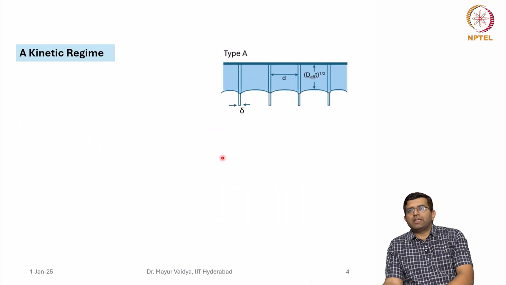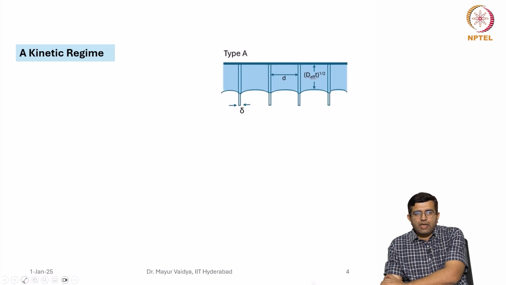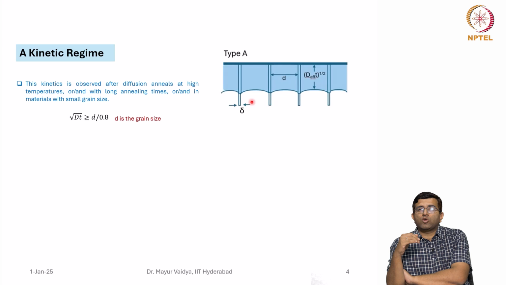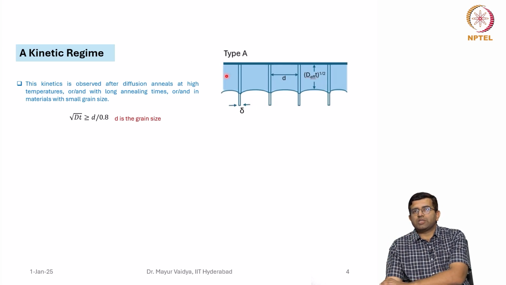So, first of all, let us look at this A kinetic regime. In the A kinetic regime, the diffusion along the lattice and diffusion along the grain boundaries is comparable. Comparable means that the extent to which diffusion has happened in the lattice as well as the extent to which diffusion has happened in the grain boundaries are almost similar. This can happen when the diffusion annealing is done at very high temperatures or for very long annealing times, and typically in materials with smaller grain sizes.